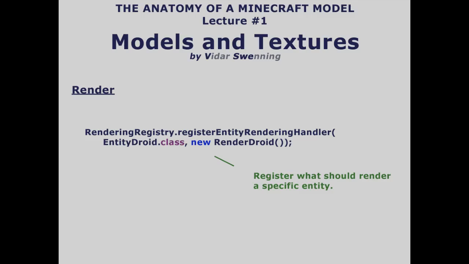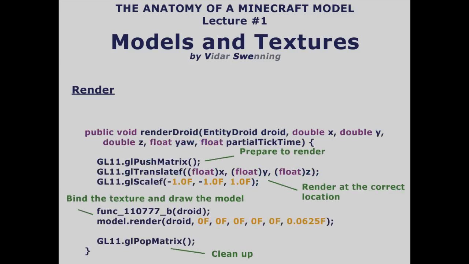We started with just registering a renderer, or well, we did so in the beginning at least, and we should have seen this before, but it goes like this. So we do RenderingRegistry.registerEntityRenderingHandler, and then we have the class of our entity, EntityDroid.class, and then we have a new instance of this RenderDroid. That's the one that's going to render it all. And we obviously have to create that ourselves, and this is a method from that renderer. It's not the whole class. It's the renderDroid method.